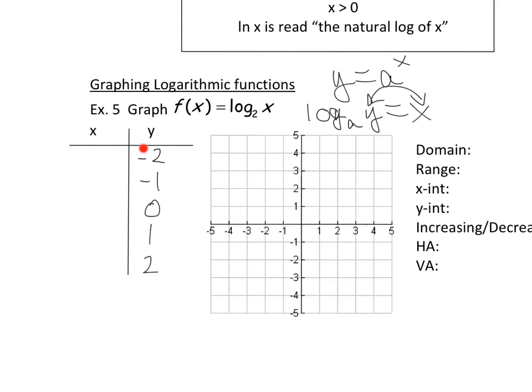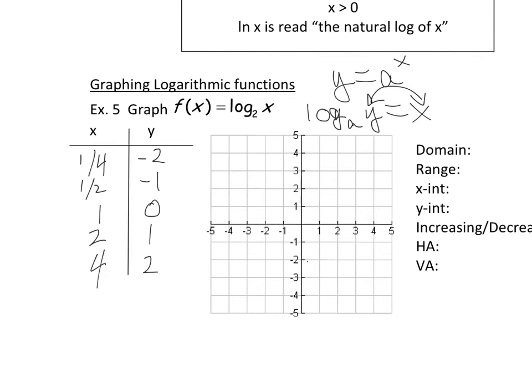So if we select negative 2 and insert it into the output, that'd be 2 to the negative 2 equals x, and we know that equals a fourth, but now that's our input. So log base 2 of 1/4 equals negative 2. This would be 1/2. This would be 1. Log base 2 of 1 equals 0, as we know. 2 to the first equals 2, and 2 to the second equals 4. I'm going to go ahead and graph those.